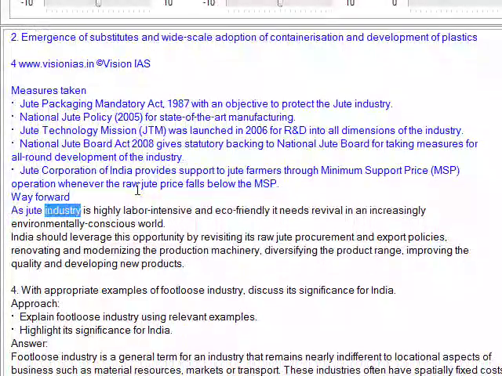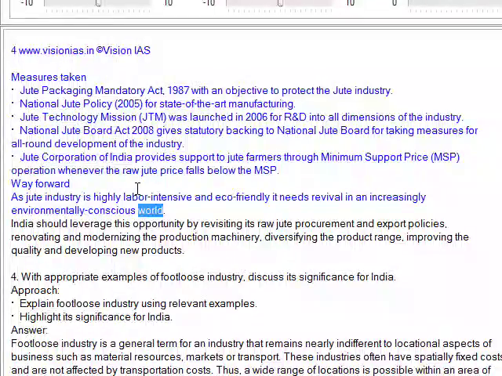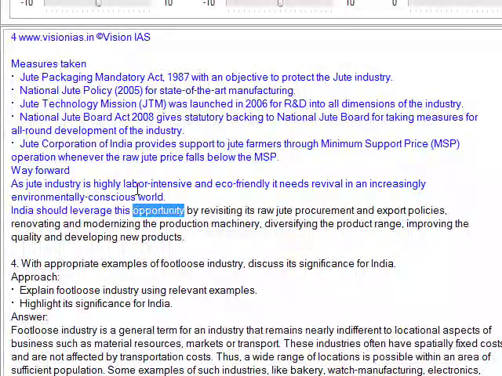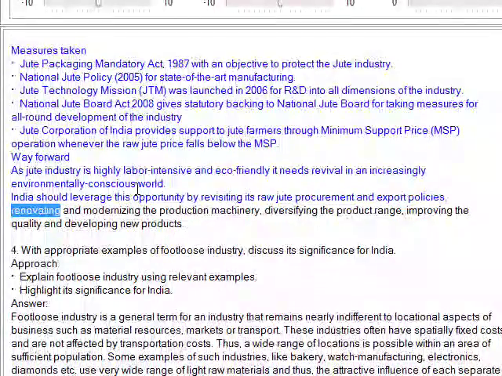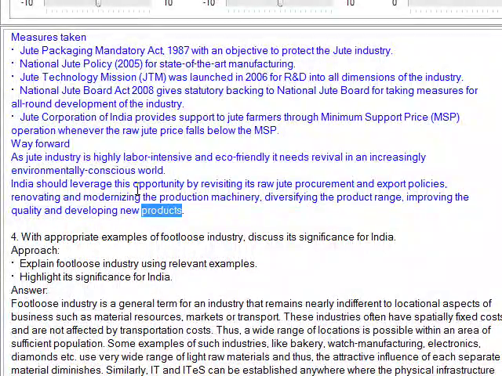Way forward. As the jute industry is highly labor-intensive and eco-friendly, it needs revival in an increasingly environmentally conscious world. India should leverage this opportunity by revisiting its raw jute procurement and export policies, renovating and modernizing the production machinery, diversifying the product range, improving the quality, and developing new products.